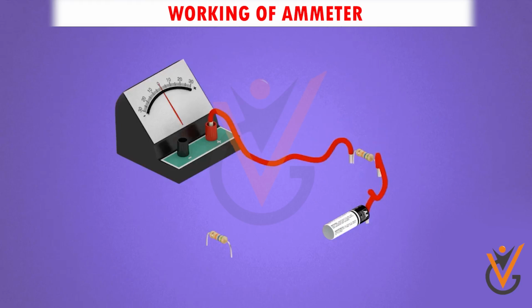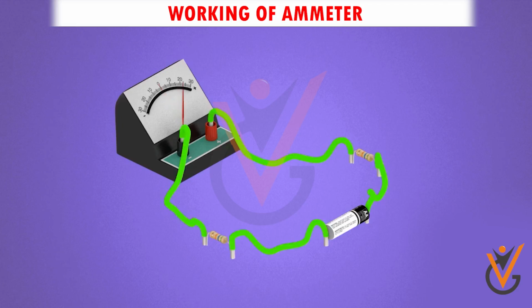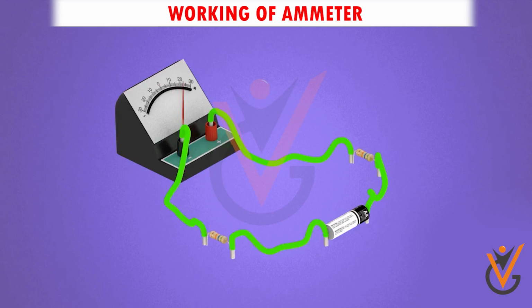Working of ammeter. When an ammeter is connected in series in a circuit, the current flowing through the ammeter is equal to the current flowing through the circuit. Due to this current, there are deflections in the magnetic coils of the ammeter which moves the pointer across the graduated scale. This results in the measurement of the load current.